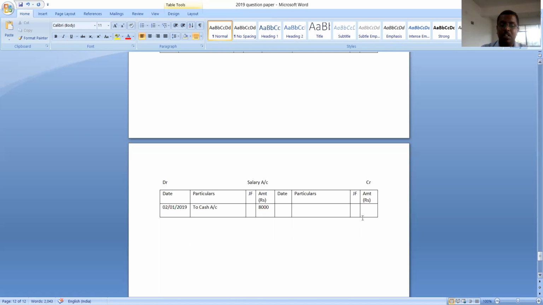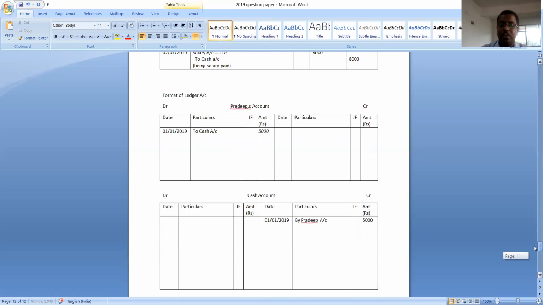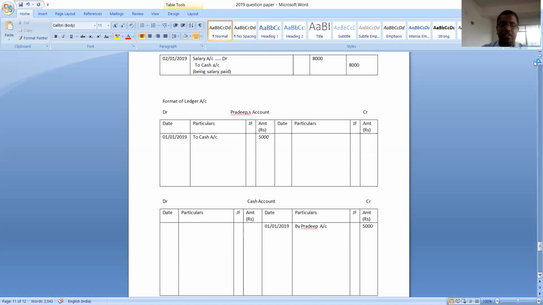They will affect a minimum of two accounts. So we recorded the transaction in the salary account. Now in which account should we write it? We should write it in the cash account. See here, what is the journal entry? The journal entry is: salary account debited to cash account. So the salary account was debited. That is the reason in the salary account we recorded the transaction on the debit side, like "to cash account".